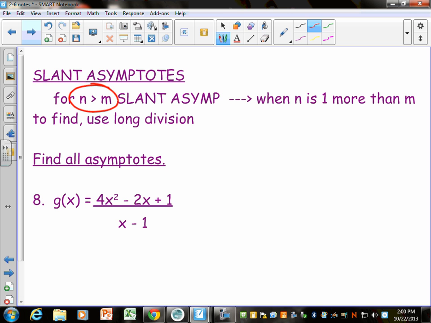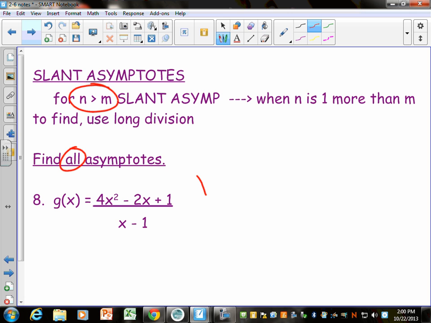And the way that we have to do this is we actually have to divide it, whether you long divide or synthetically divide, kind of up to you, depending on the problem. So when it says find all asymptotes, that means including slant asymptotes. So it's no longer okay to just say there's no horizontal and ignore the slant asymptote. So number 8 here, step 1, what's the vertical asymptote?